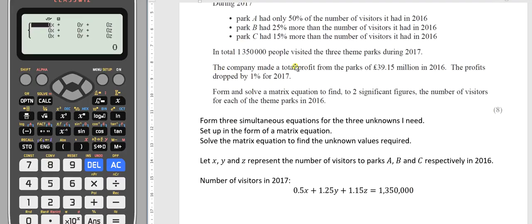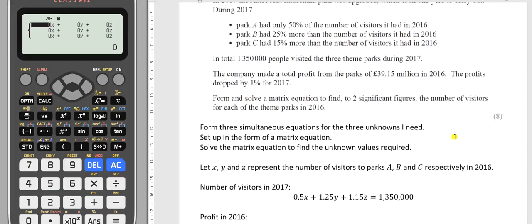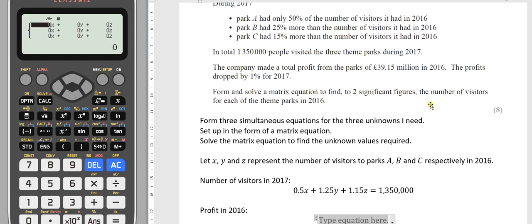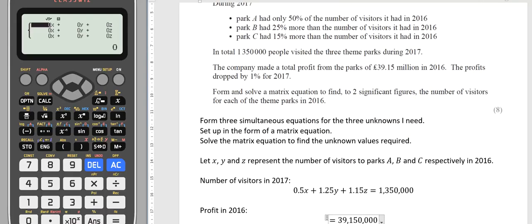What else can we do? Well, the next bit talks about profit. Total profit of 39.15 million in 2016. Profit in 2016. How is this going to help? Well, profit is linked to the number of people by these 3 little facts: £30 per visitor in Park A, £26 per visitor in Park B, and £33 per visitor in Park C. So I'm going to say the profit in 2016 can be calculated, either just by writing it down, 39,150,000. I'm going to keep everything in pounds so that I don't get confused with this. And since the money here is in pounds, I don't want to be writing this as 0.000 something 26. I'm going to keep everything in pounds on both sides of the equation.